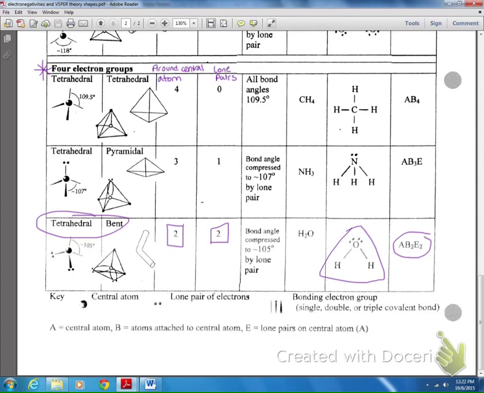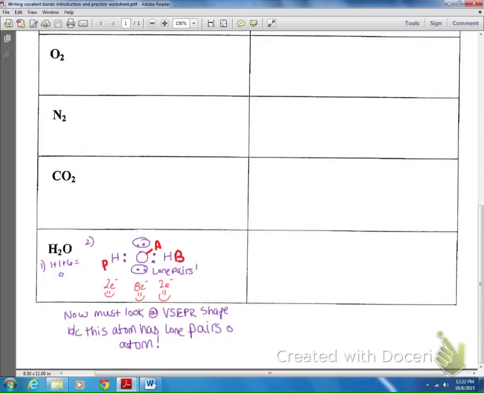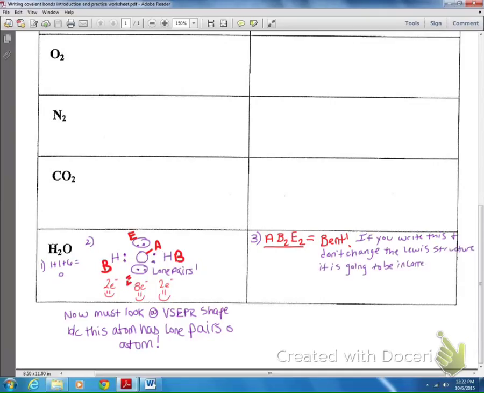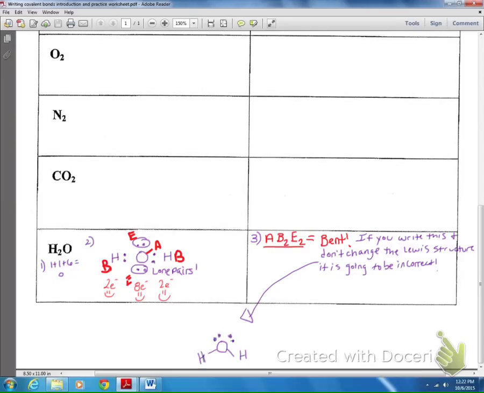If we go back to our sheet, I can look at labeling A, B, B, those are my atoms bonded to the central atom, and then E, E, those are my lone pairs. So I would say AB2E2, and you can say bent. At this point, if you write that it is a bent molecule and leave it in a linear shape, it is going to be incorrect. I cannot stress that enough. You need to show in a Lewis structure that you have a bent molecule, and you need to redraw it looking right like that, and it gives you that guidance on the VSEPR table sheet.